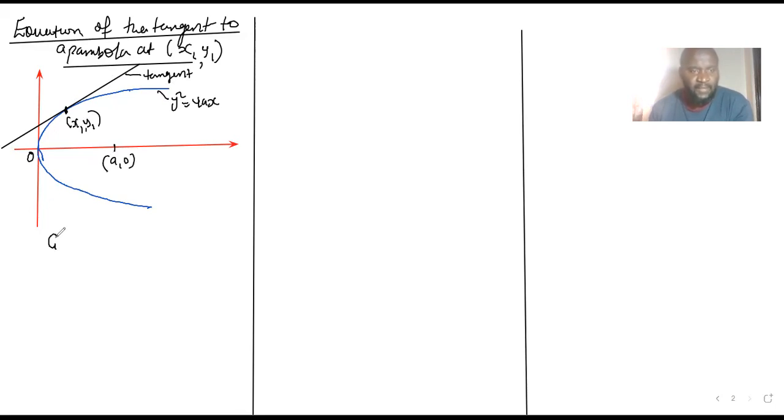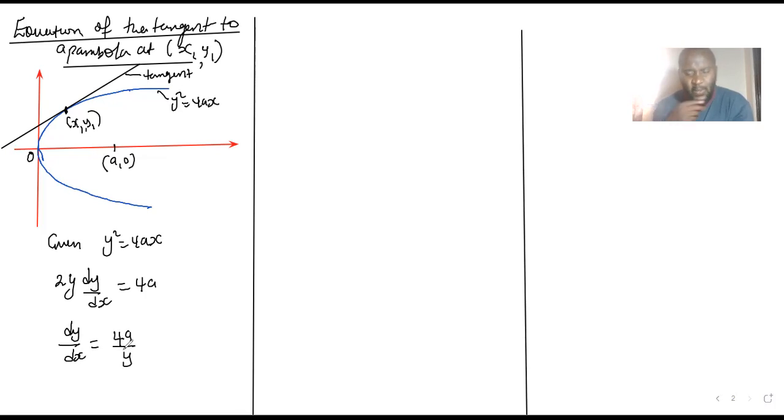Now, given that y squared is equal to 4ax, we can differentiate and get 2y dy/dx is equal to 4a. And you realize that dy/dx is actually 4a out of... Excuse me, teacher. Yes, please.